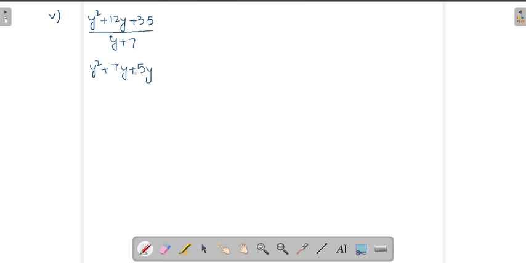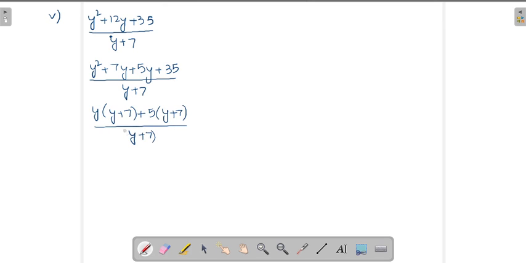See, if you add them together, it will come as 12y, and if you multiply these two terms, it will come as 35y square. Split up the middle term. Now from the first two, take y common, so y plus 7 is left, and from the last two, 5 is common, so y plus 7, and in the denominator y plus 7.